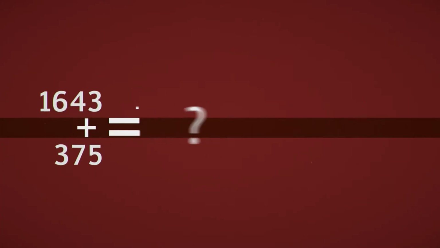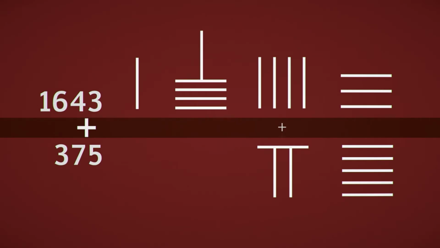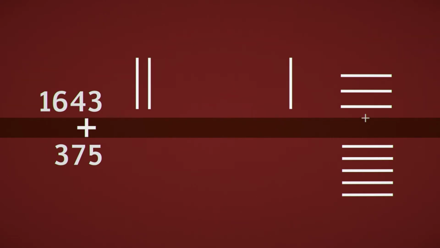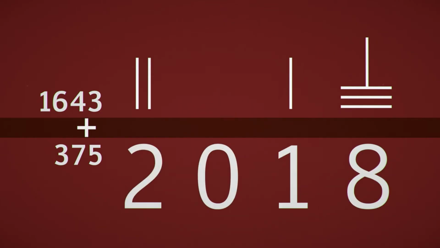When 1,643 and 375 are added together, the 4 and 7 on the 10 position digit make 11. After we add 1 onto the 100 position, it rolls up to 10. So the 1,000th position also needs a 1 to be added. So we get 2018.